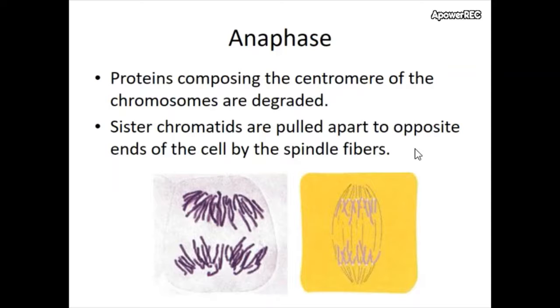So remember, for example, with humans, we have 23 pairs of chromosomes, and each one of them has a homologous partner. So there's actually 46 total chromosomes if you were to count them up.